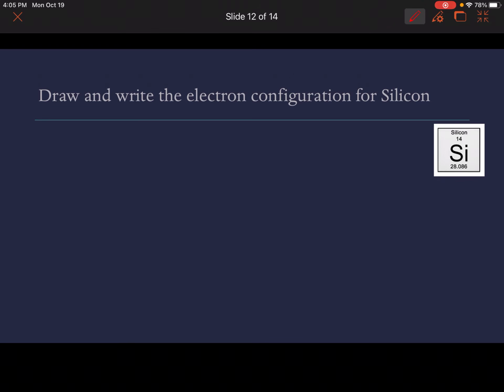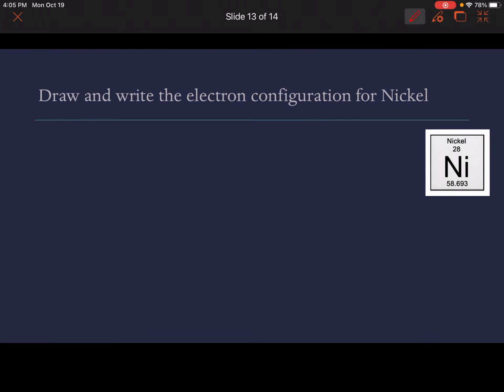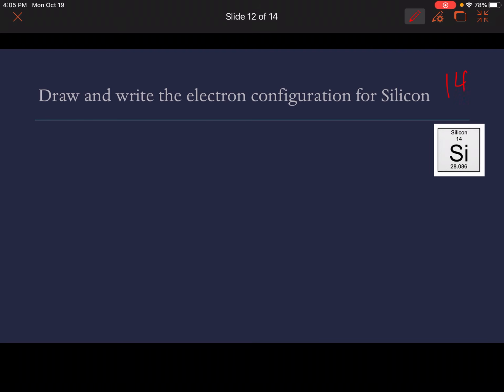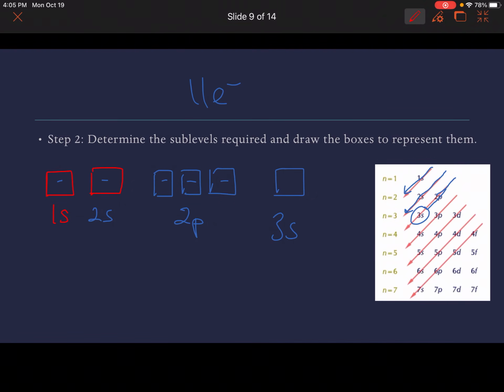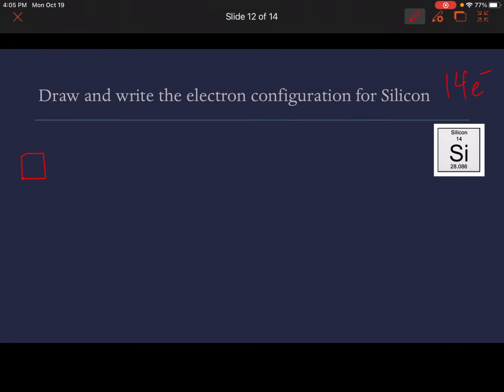Looking at this, silicon has 14 electrons, right? So I'm dealing with 14 electrons. I'm going to use this chart here. I'm going to go 1s, 2s, 2p, 3s, and then from there I'm going to have to go to 3p and then 4s, but I'll come back and do that. So I'm going to go 1s2, and then my next one is 2s2.